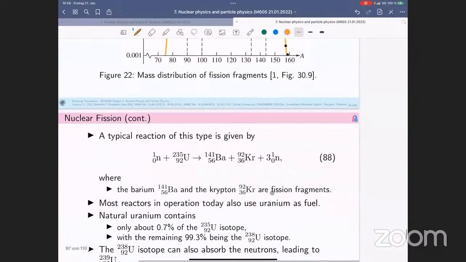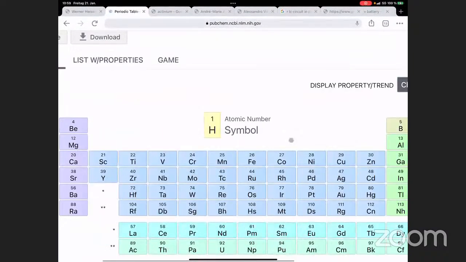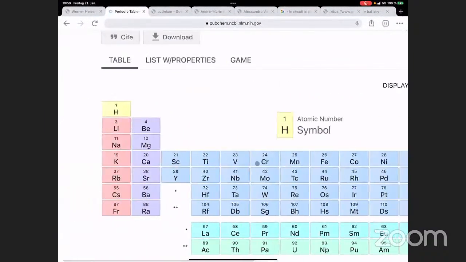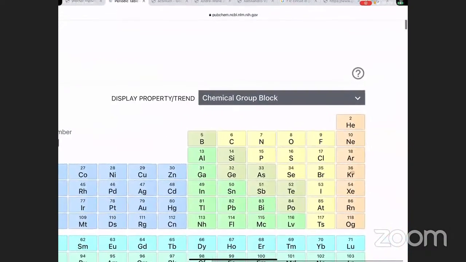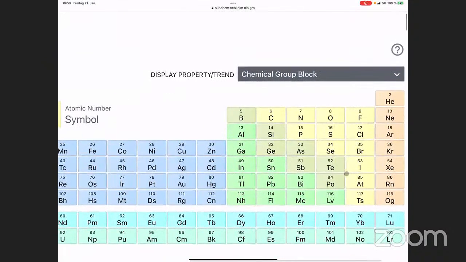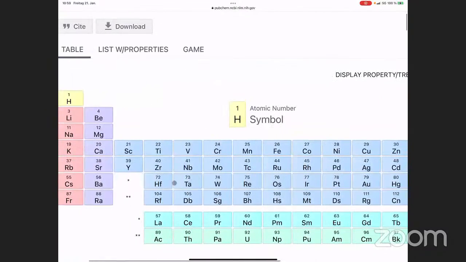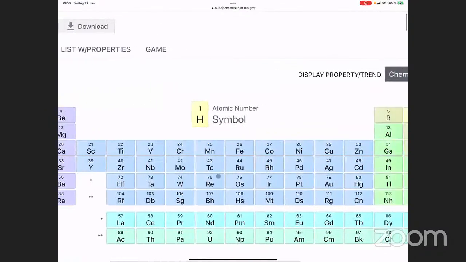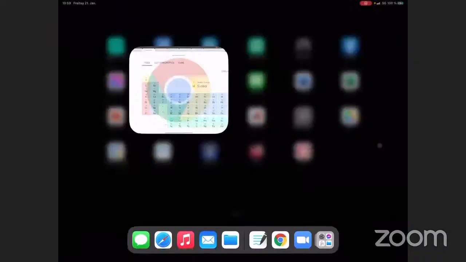And we got a second daughter nucleus, which is krypton. Krypton has 36 protons. Where is that? 36. Here, krypton. Krypton and barium. Barium has 56. Barium and krypton here in the periodic table.